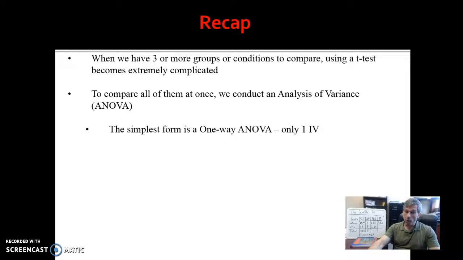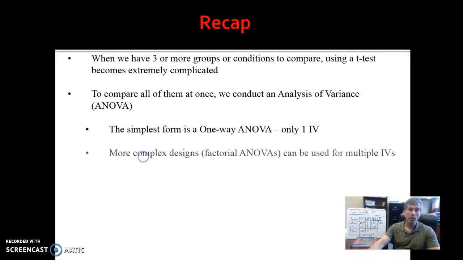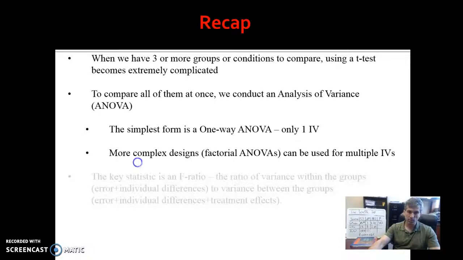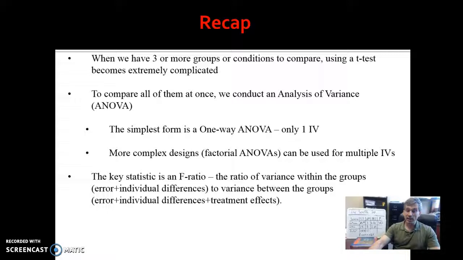We've learned about one-way ANOVAs. In the next module we'll learn about some other forms of ANOVAs, but a one-way ANOVA has only one independent variable or a quasi-independent variable. You have 3 or more groups, but they're only differing on one dimension, on one variable. If you had multiple IVs at once, you might use a factorial ANOVA. We're going to talk about that in the next module. But either way, the key statistic is this ratio of variances called an F ratio.